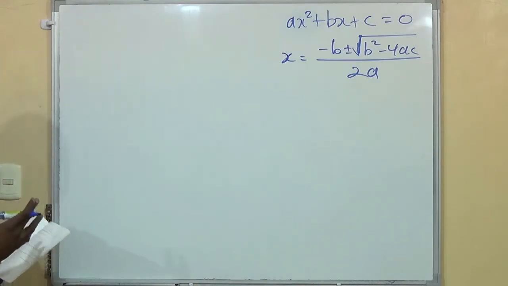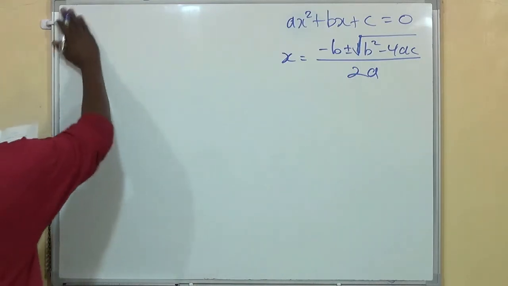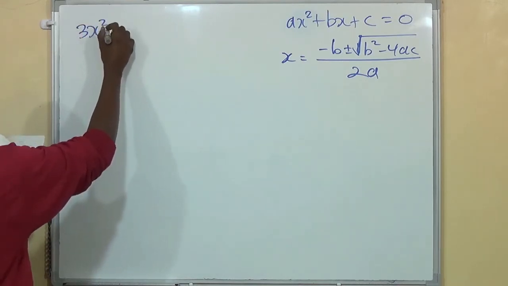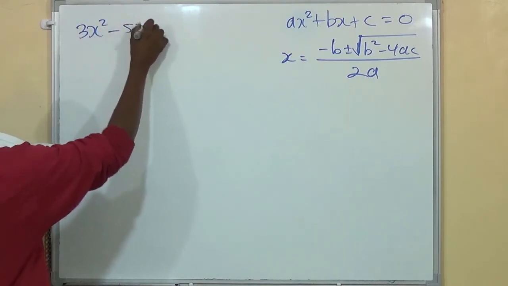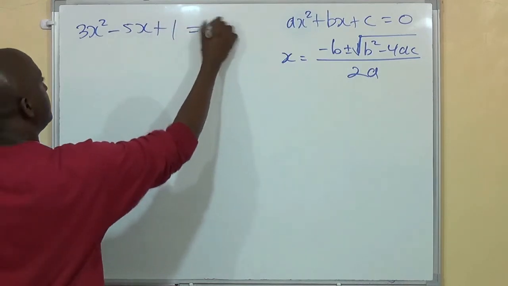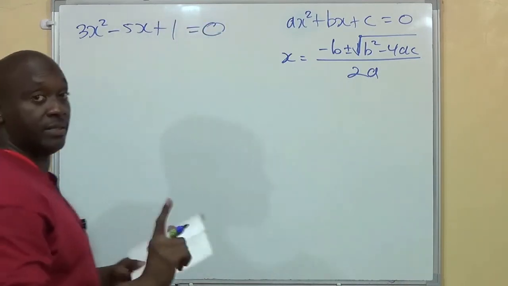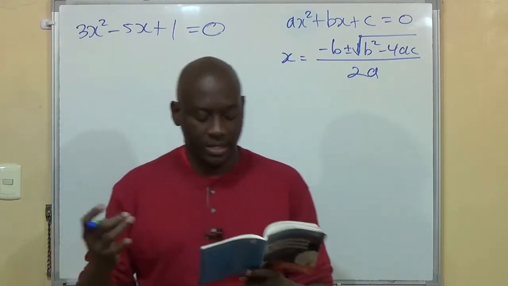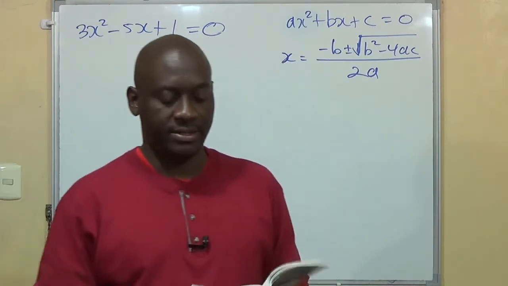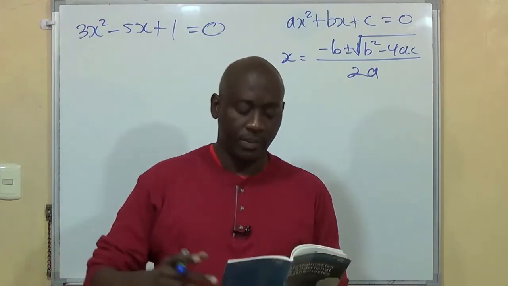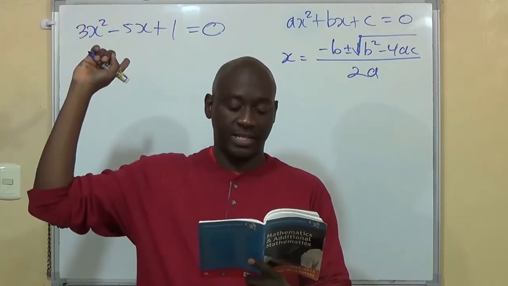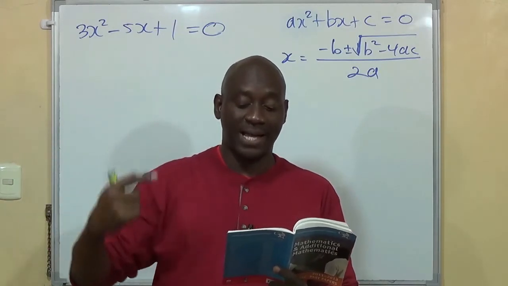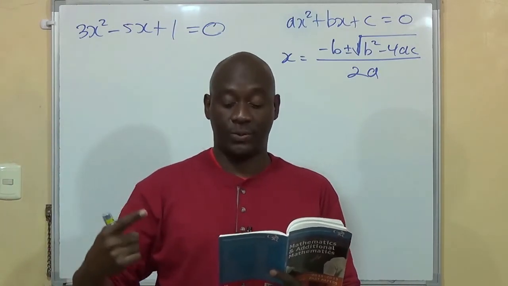So the question as given is, they ask us to solve the equation 3x squared minus 5x plus 1 is equal to 0. And listen to how the question reads. This is number 9B, part 3, January 2013, CSEC Mathematics. Solve the equation 3x squared minus 5x plus 1 equals 0, expressing your answer correct to 2 decimal places.